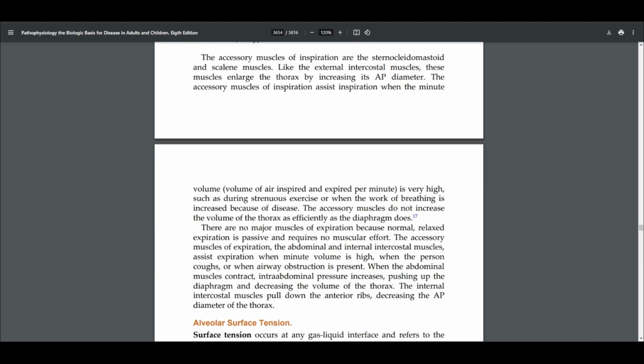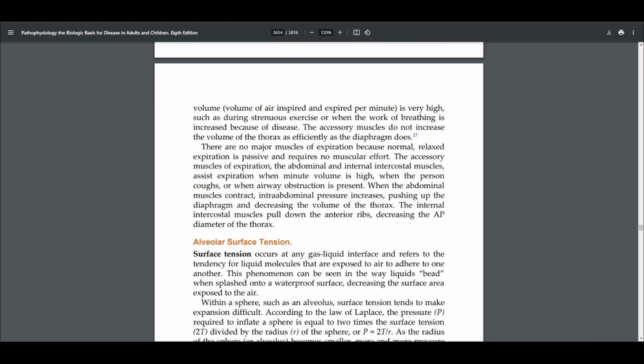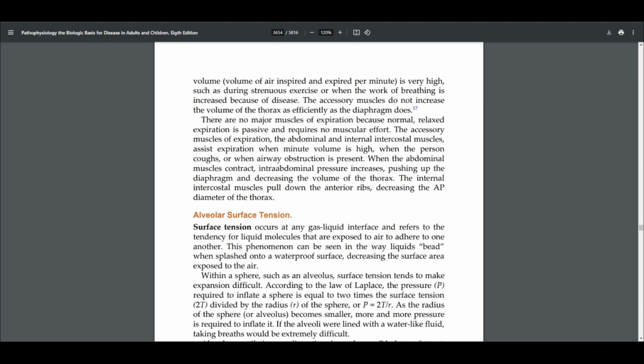The accessory muscles of inspiration assist inspiration when the minute volume, the volume of air inspired and expired per minute, is very high, such as during strenuous exercise and when the work of breathing is increased because of disease. The accessory muscles do not increase the volume of the thorax as efficiently as the diaphragm would.